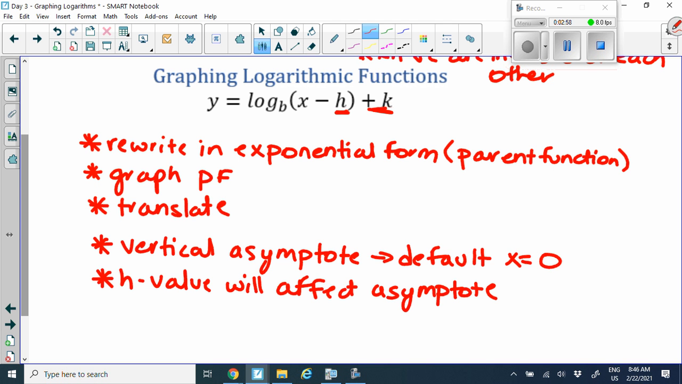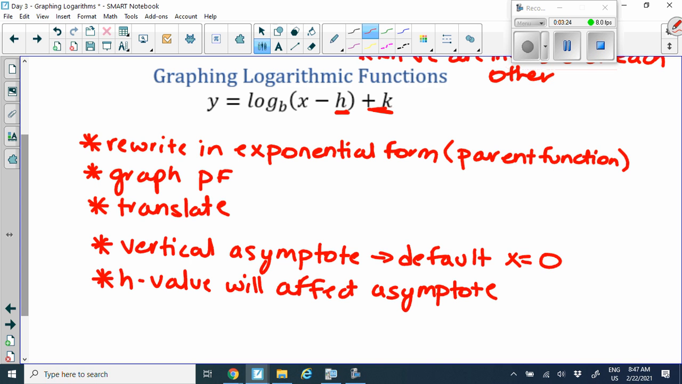So what we do is, if we have h and k, we rewrite the parent function in exponential form. We graph it, of course. Then we use the translations h and k to move our graph, to move the points. We will have an asymptote. This time it's going to be a vertical. Remember, vertical means it goes up and down. The default is going to be x equals 0. The h value is going to be the one that affects the asymptote, okay?